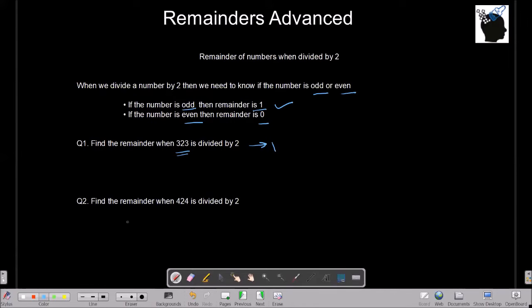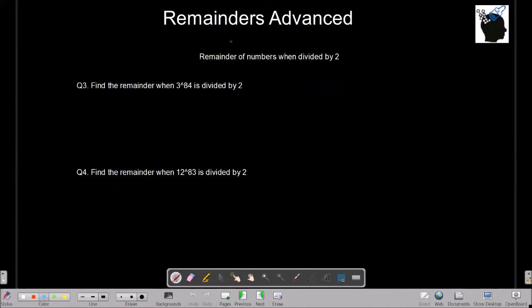Let's try another one. Find the remainder when 424 is divided by 2. Now 424 is an even number. That means when I'm trying to divide 424 by 2, I will get a 0 remainder. Let's try some other problems.